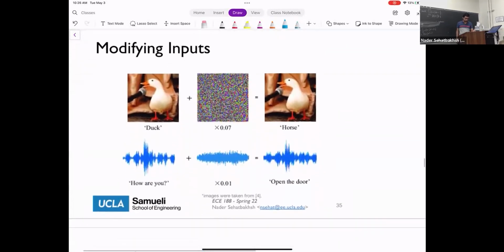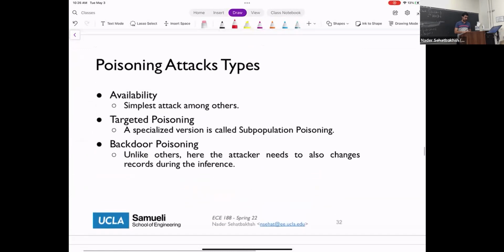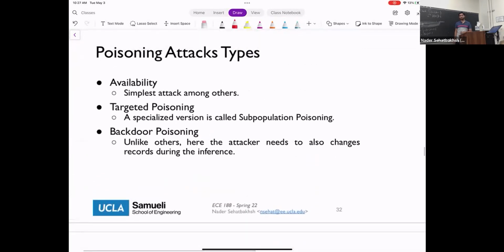So I gave you some examples of the difference between evasion and backdoor poisoning. What's backdoor poisoning? Backdoor poisoning means that when we are training the system, we add specific features, and for all the poison samples, we always add those features and label them usually as one thing or at least a class of labels.